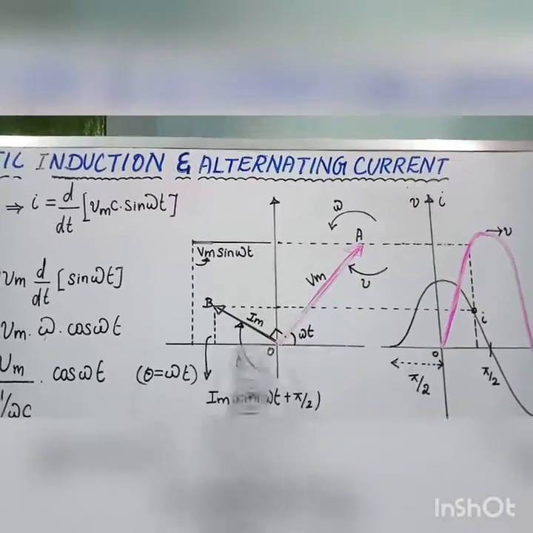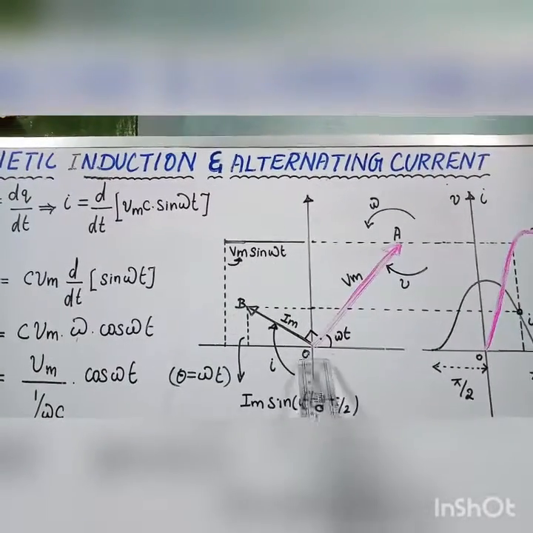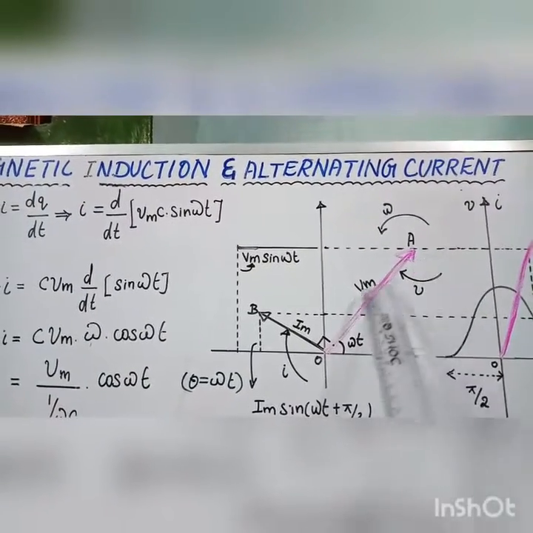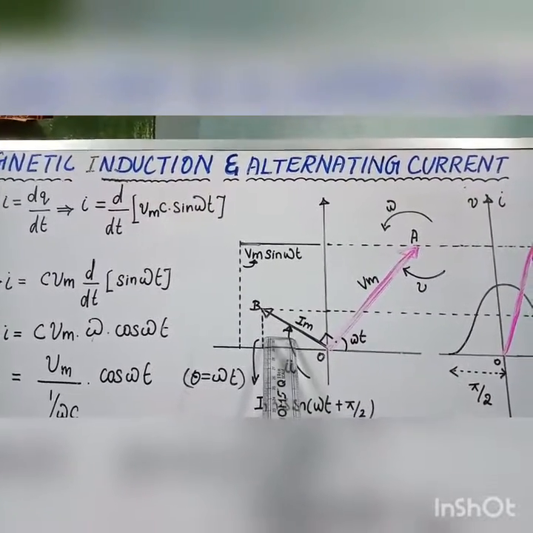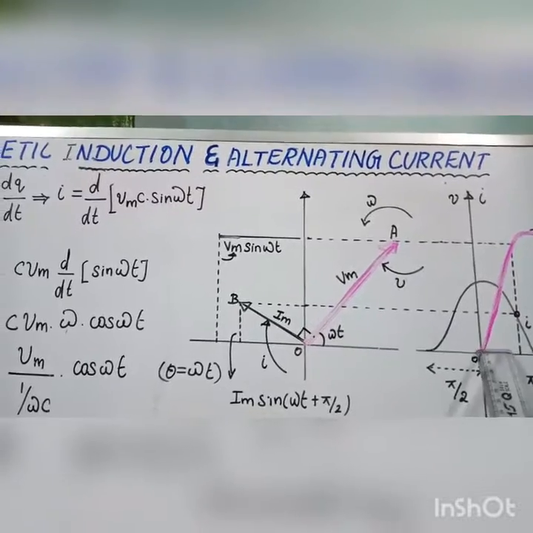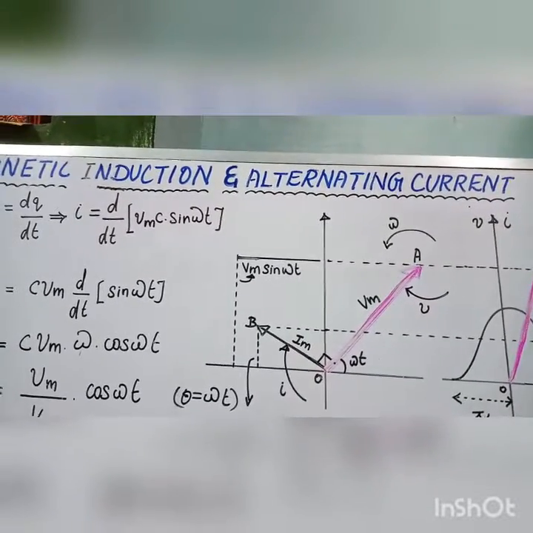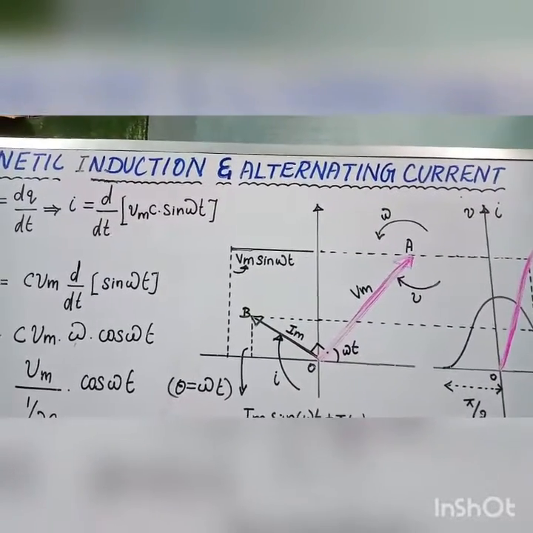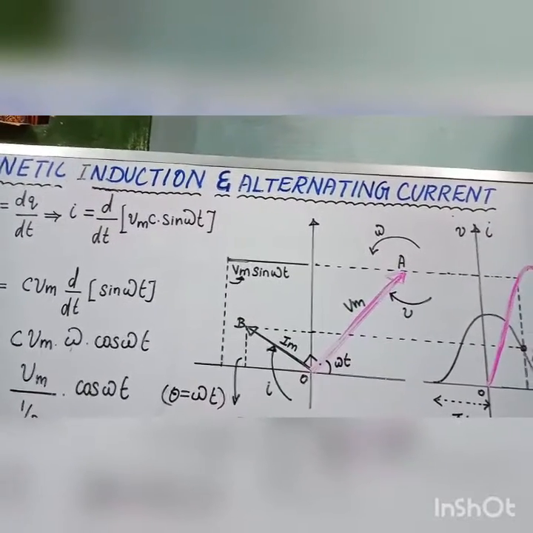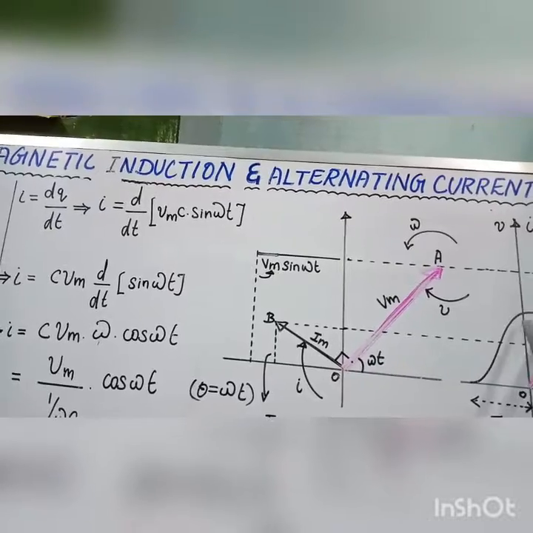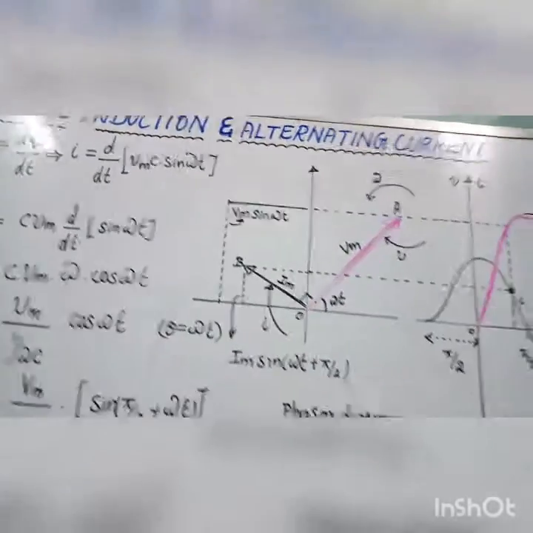The phasor diagram is divided into a vertical and a horizontal line. OA represents the maximum voltage, and OB represents the maximum current. The current leads the voltage by pi by 2, starting at 90 degrees.